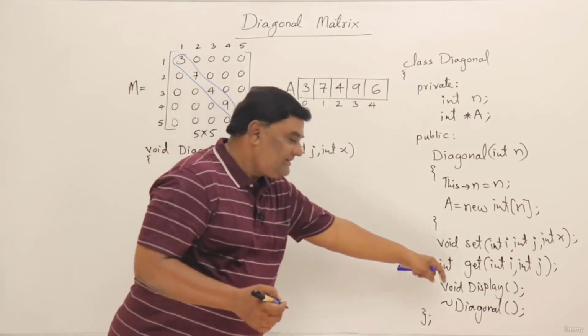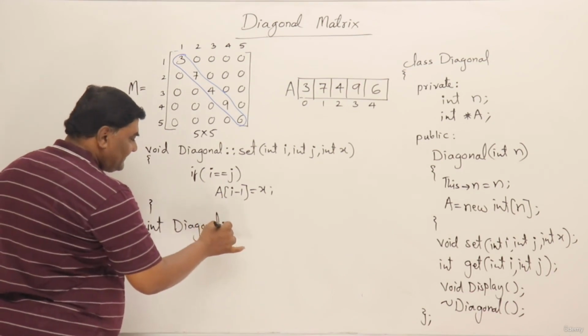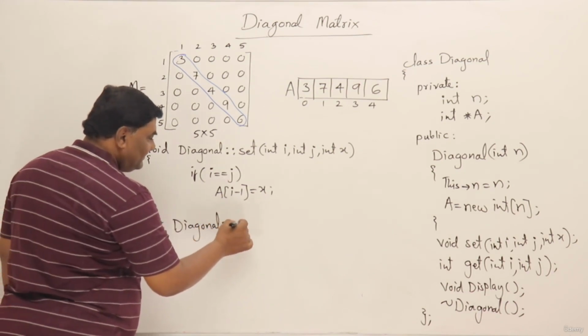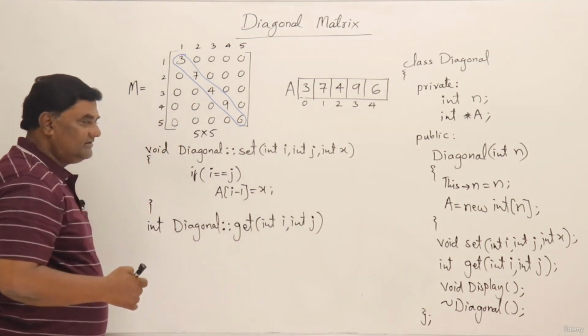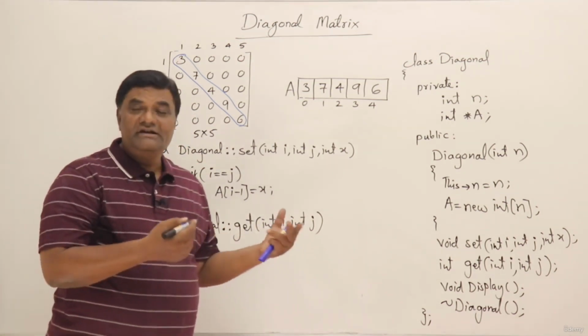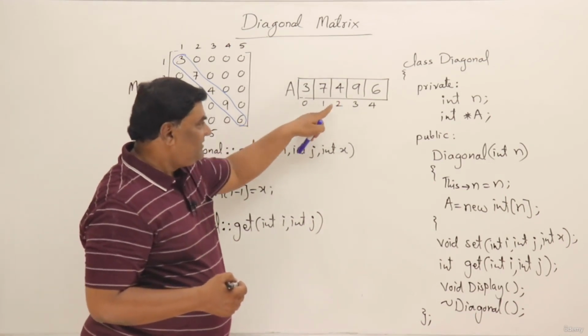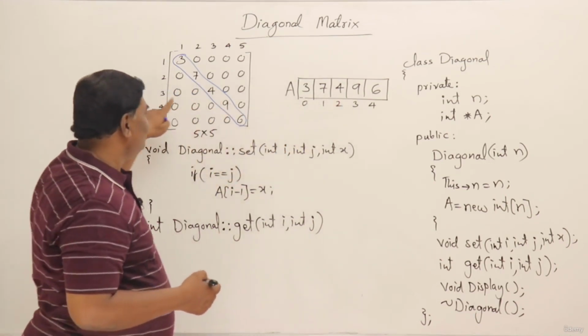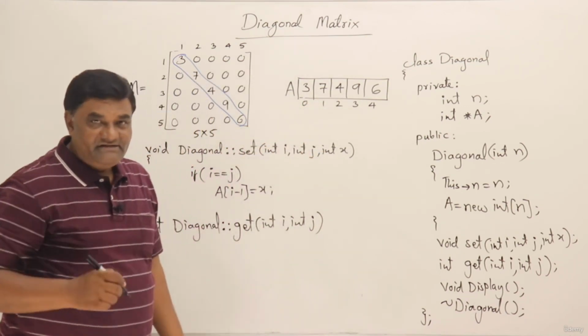Then the second one is the get function. Return type and the class name. Next, get takes two parameters, i and j, that is, which element you want to read, which element you want to retrieve. Suppose I want to retrieve 3 comma 3. So 3 comma 3 means at index 2. That is, 3 comma 3 is 4, this one. So i comma j is given.